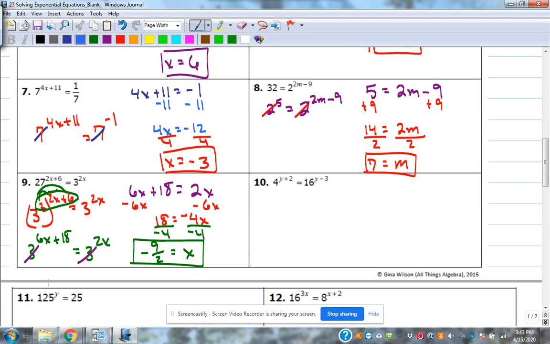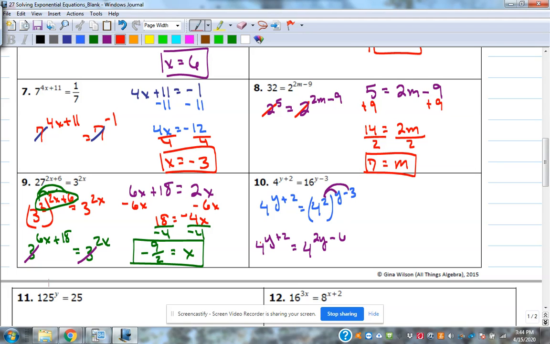All right. Let's look at number 10. We've got a 4 as the base, 4 to the y plus 2, and 16 to the y minus 3. So we think about those bases. Can I rewrite 16 as a 4? 4 is the smaller one. We happen to know that 16 is 4 squared. So this is 4 to the y plus 2 equals 4 squared to the y minus 3. And again, it's the same rule. We're going to distribute this 2 to both of those. So that's 4 to the y plus 2 is equal to 4 to the 2y minus 6.